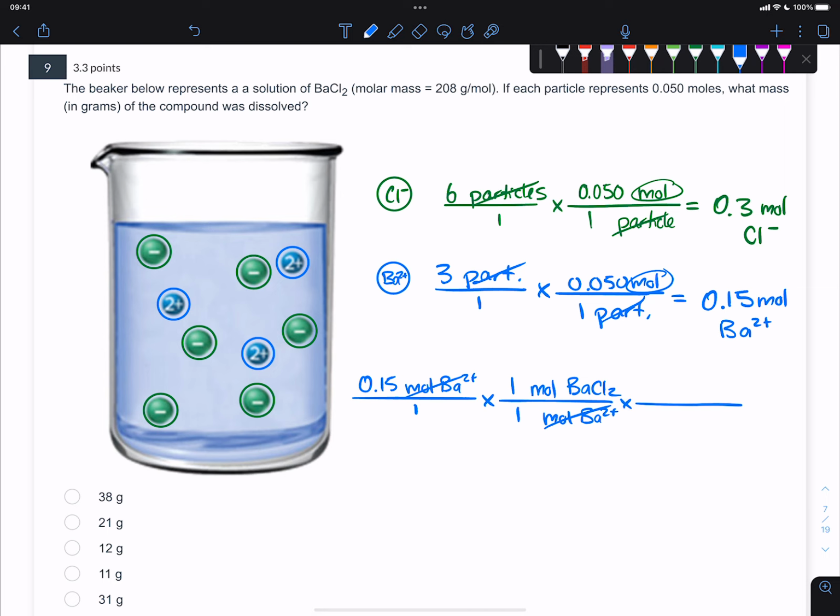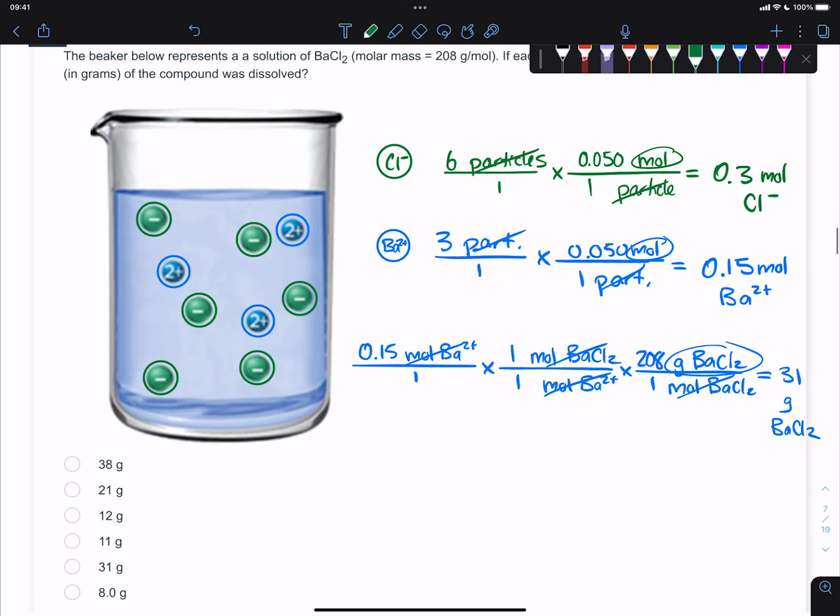And then, of course, just going to do a molar conversion from moles of barium chloride to grams of barium chloride using the molar mass, 208 for every 1. And that would give you your answer, which is about 31 grams of barium chloride. What if you decided to use the chloride ion? Well, the same thing would apply.